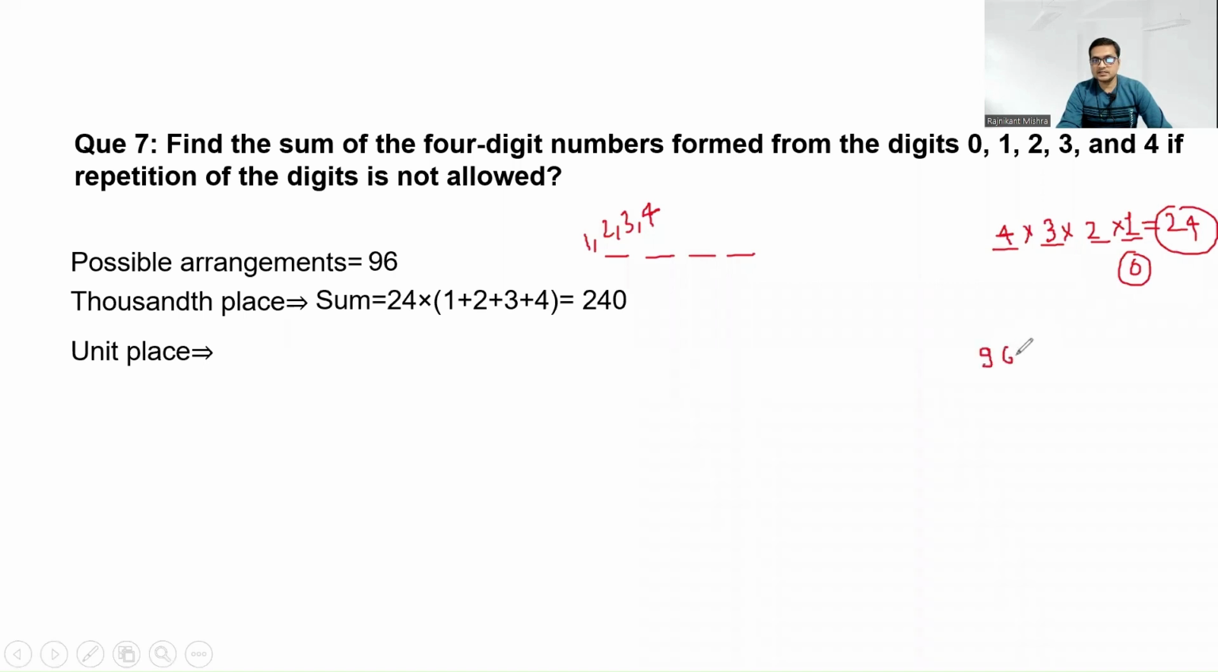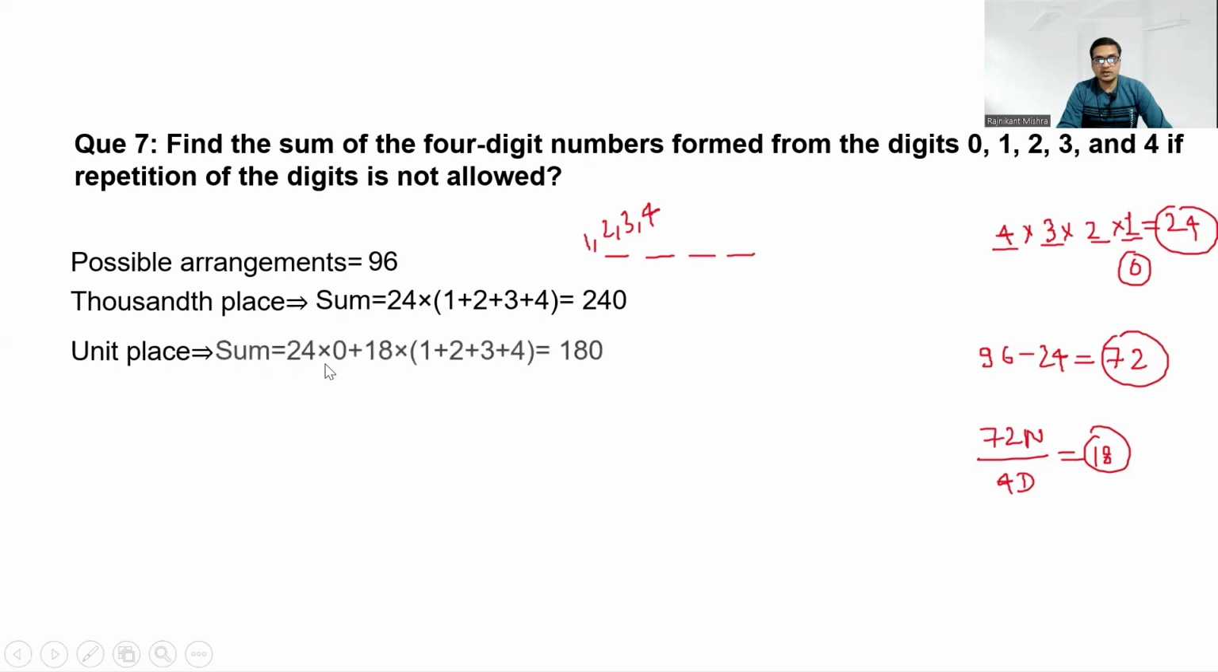And in 96 minus 24 is equal to 72 cases, 0 is not present at unit place, or in this case 1, 2, 3 and 4 are present. Repetition cycle is equal to 72 numbers by 4 digits 1, 2, 3 and 4, which is equal to 18. Means 1, 2, 3 and 4 all are repeated 18 times each. Now the sum of all numbers at unit place is equal to 24 zeros and 18 ones, twos, threes and fours is equal to 180.